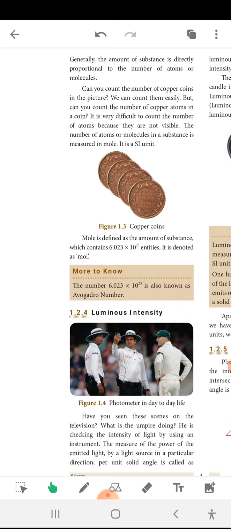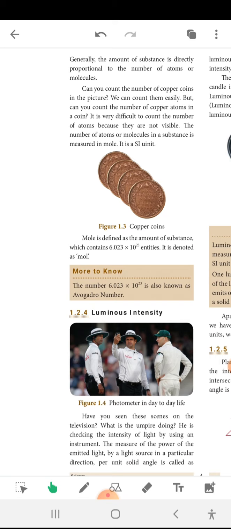The number of atoms or molecules in a substance is measured in mole. It is the SI unit of amount of substance. So the number of atoms in a coin is called the amount of substance. Amount of substance is measured in the SI unit mole.